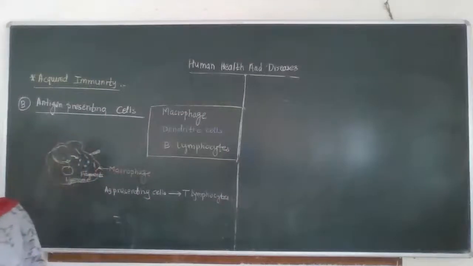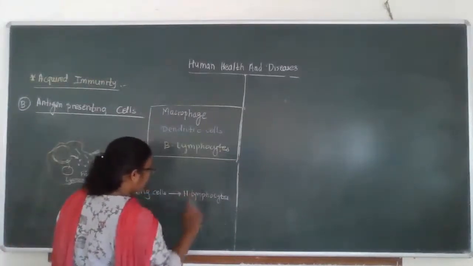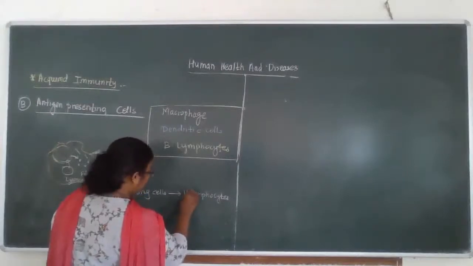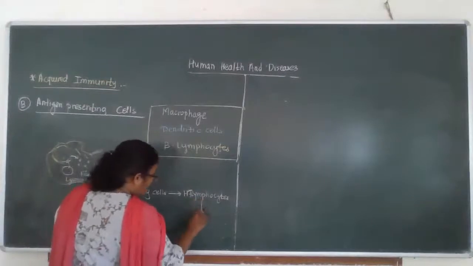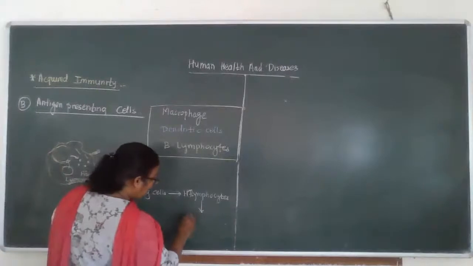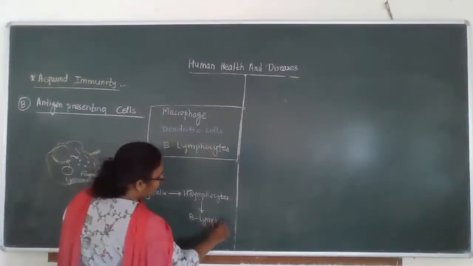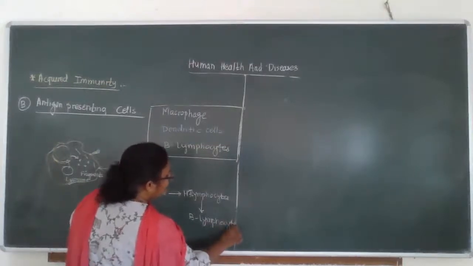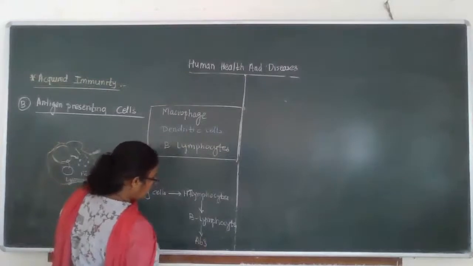It stimulates our T lymphocyte, especially the helper T cell. So as the helper T lymphocyte gets stimulated, it stimulates the B lymphocyte. And you know the function of the B lymphocyte: the B lymphocyte produces the antibodies.